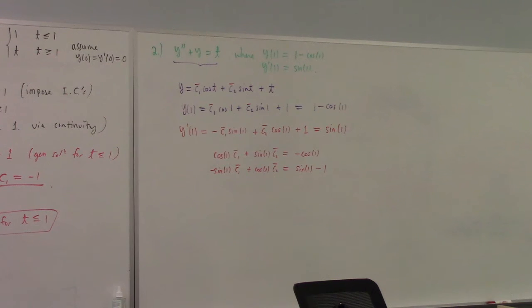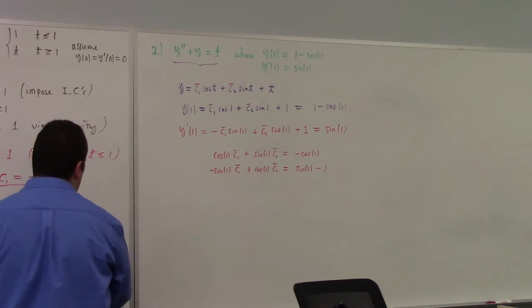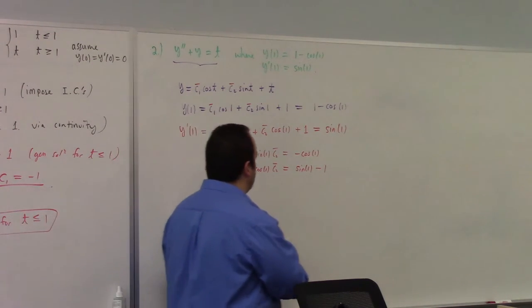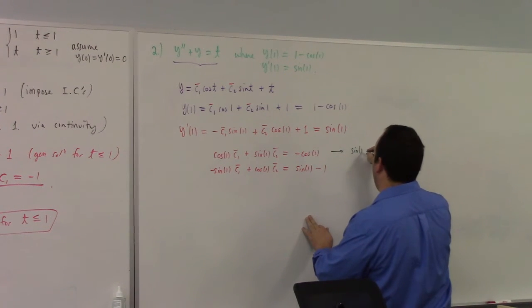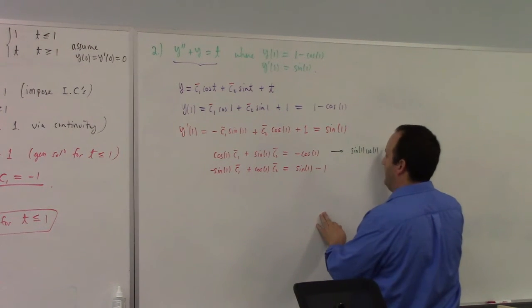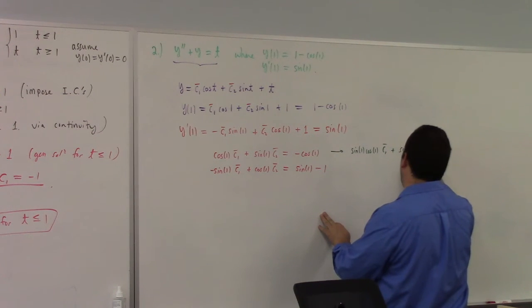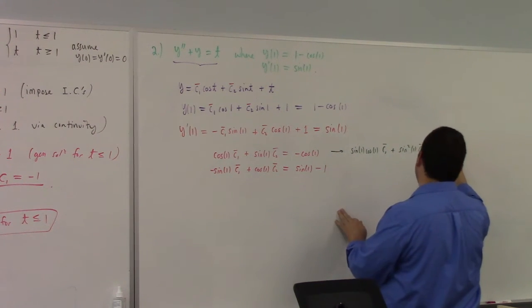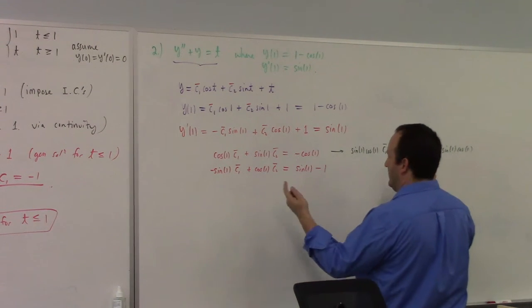Cosine of 1 is not 0? No, no. Sine 1 and cosine 1 are both ugly. Ugly, ugly. I'll tell you what I would do. I multiply the first one by sine 1. And I multiply the second one by cosine 1.